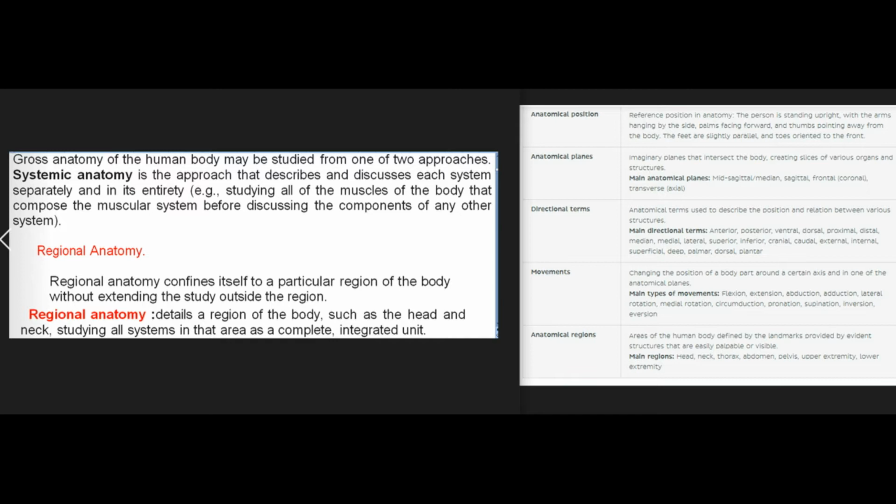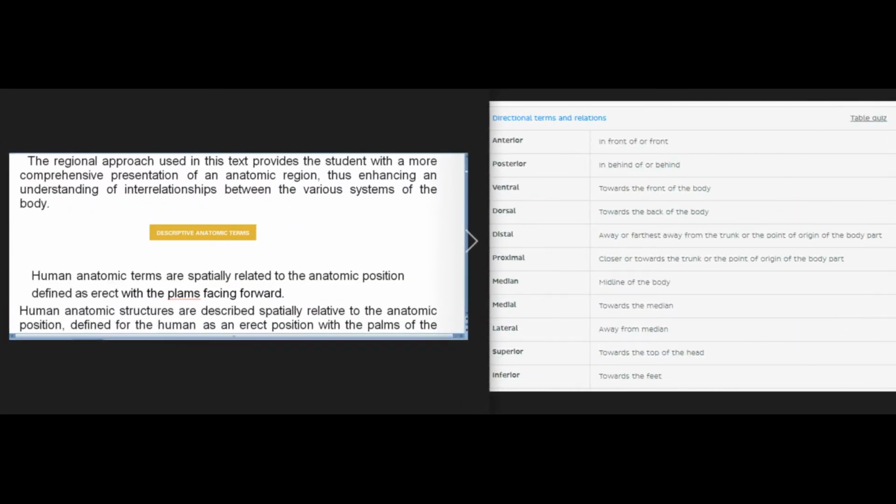Regional anatomy. Regional anatomy confines itself to a particular region of the body without extending the study outside the region. Regional anatomy details a region of the body, such as the head and neck, studying all systems in that area as a complete, integrated unit. The regional approach used in this text provides the student with a more comprehensive presentation of an anatomic region, thus enhancing an understanding of interrelationships between the various systems of the body.